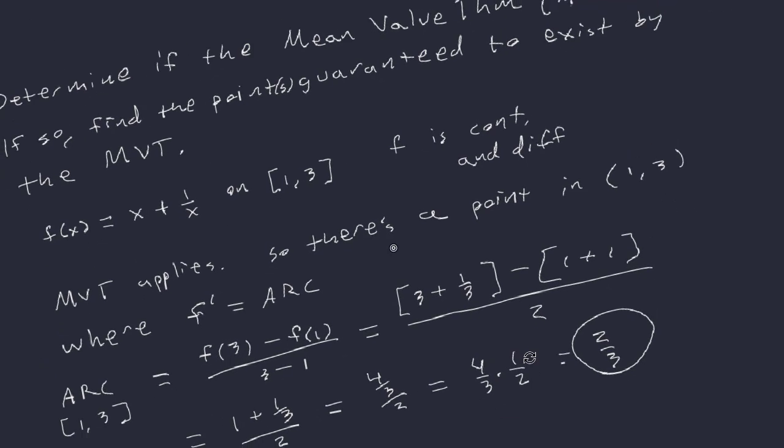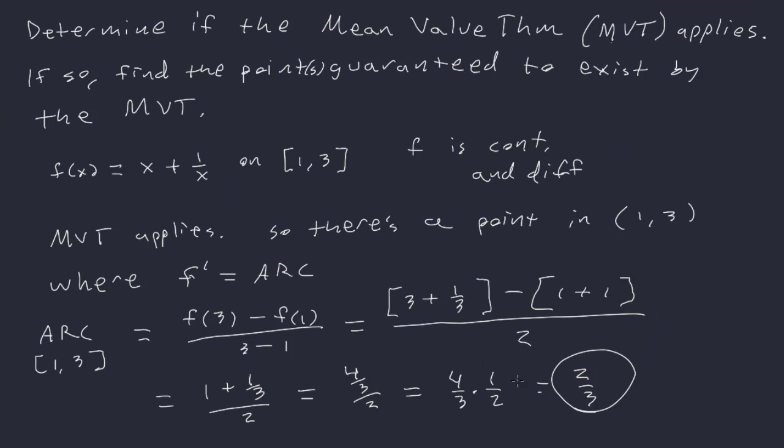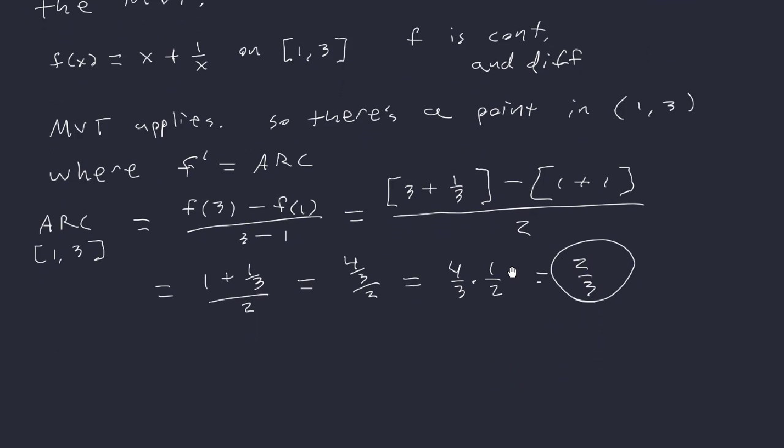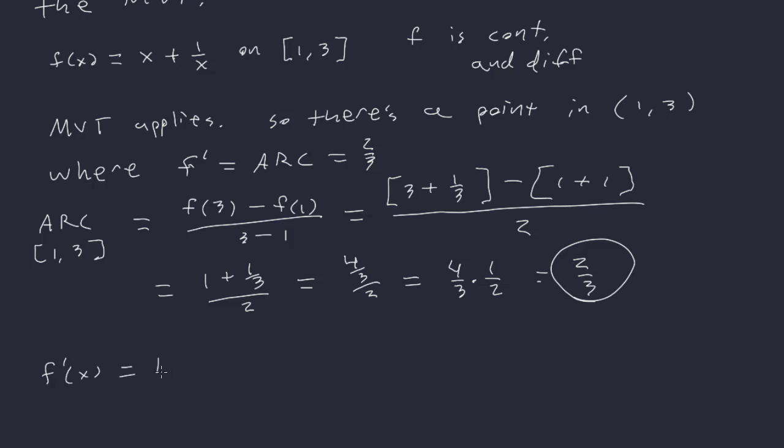All right, so there's a point in 1, 3 where f prime is equal to 2 thirds. Let's see where that is. All right, so we're going to find f prime of x, which will be 1. And then the derivative of 1 over x is negative 1 over x squared. Okay, and so now we're going to set that equal to 2 thirds.